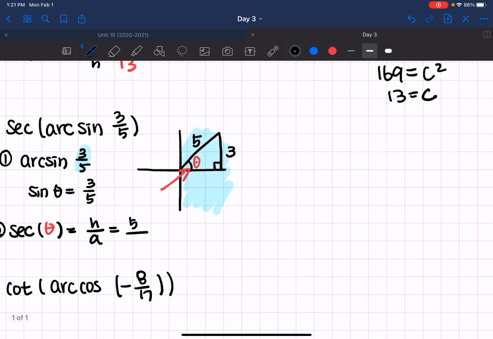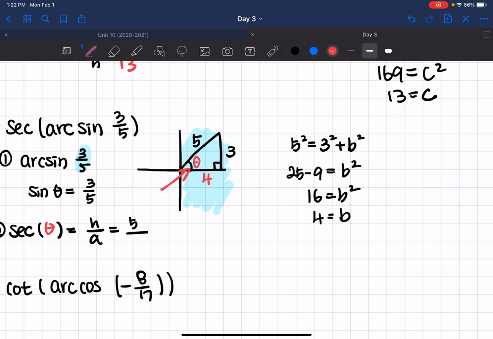So again, you're going to use your Pythagorean theorem. 5 squared equals 3 squared plus b squared. 25 minus 9 equals b squared. So 16 equals b squared, meaning your b value equals 4. So your adjacent is 4, meaning secant of the same theta equals 5 over 4.